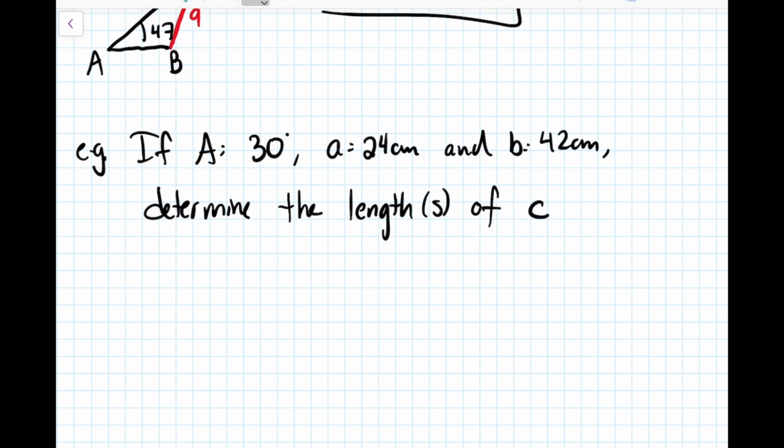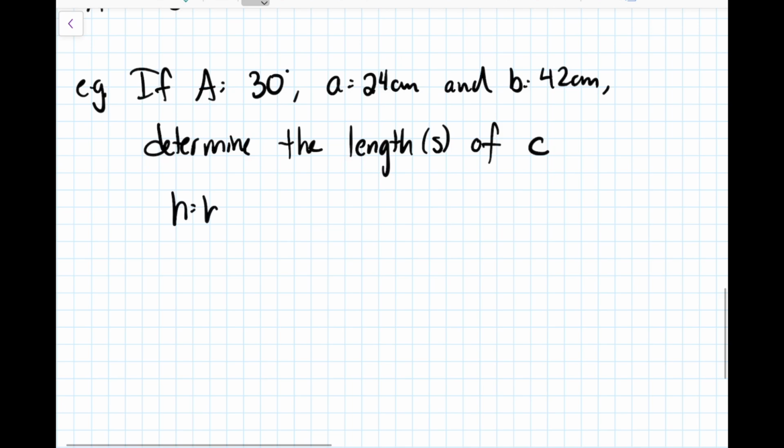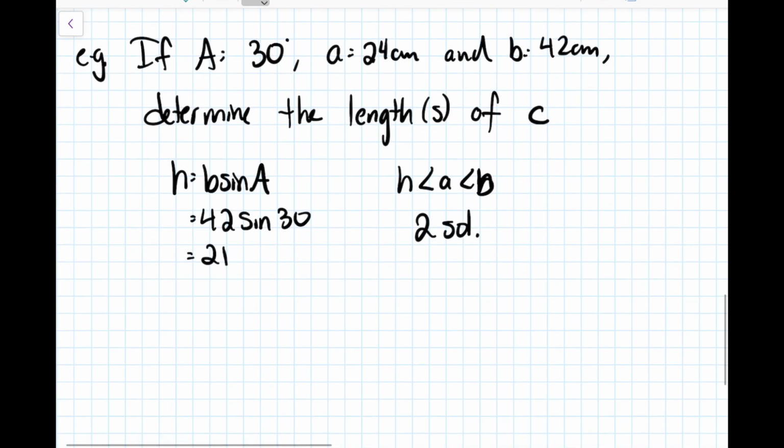Okay, so flowchart. We are on the acute side. If we do H equals B sine of A, that's going to be 42 sine of 30, which is going to get me 21. So if I plug that into my flowchart and follow it along, I will find out that I do end up with two solutions here, which you probably saw coming.